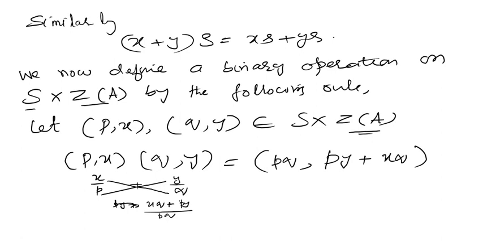So this is the operation here. And with respect to this operation, it's a monoid. This S cross Z A is a monoid.